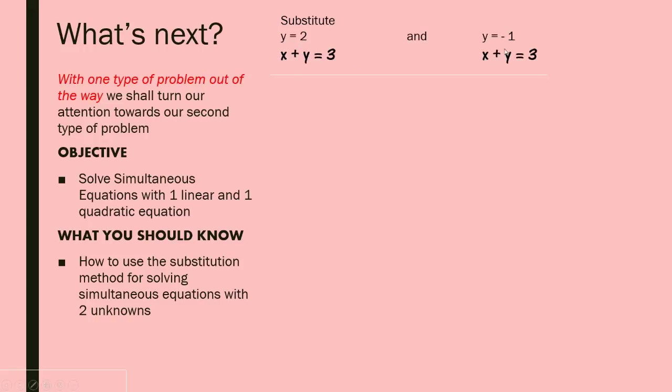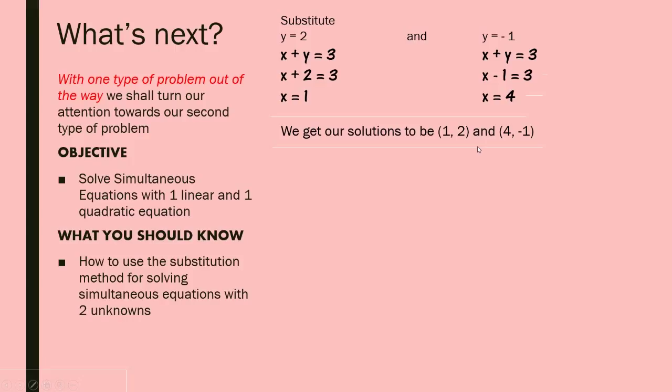So x plus y equals 3 was our original. We're going to replace the y with 2, the y with minus 1 to see what we get. So if something plus 2 equals 3, something minus 1 equals 3, that gives me x equals 1, x equals 4. And what we get are coordinate pairs. So the 1 goes with the 2, that gives me a coordinate of x equal to 1, y equal to 2, or 1, 2, and x equal to 4, and y equal to minus 1, or 4, minus 1.